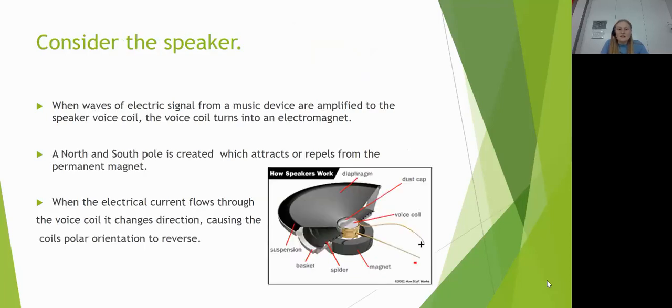If you consider the speaker again, when waves of electric signal from a music device such as a CD player are amplified to the speaker voice coil, the voice coil turns into an electromagnet. A north and south pole is created which attracts or repels from the permanent magnet. When the electrical current flows through the voice coil, it changes direction, causing the coil's polar orientation to reverse. The constant change in polar orientation causes that vibration, and in a speaker that creates sound, but in an armature it creates vibration.